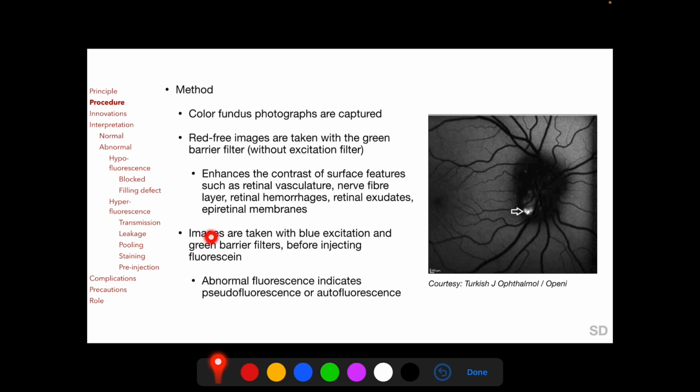And images are also taken with both the blue excitation and the green barrier filter in position but before injecting fluorescein, and abnormal fluorescence in these images indicates either pseudofluorescence or autofluorescence, which we will discuss in pre-injection hyperfluorescence.